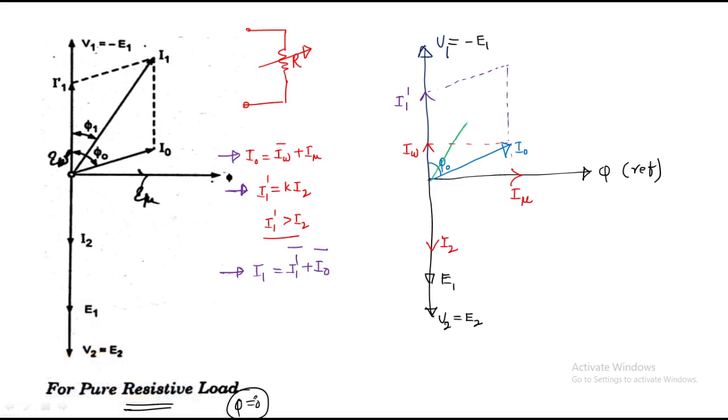The vector addition between these two is nothing but I1. So like that you have to draw the phasor. Between V1 and I1, the phase angle is nothing but phi 1. Between V2 and I2, phi 2 is equal to 0 because the load is a pure resistive load. Therefore phi 2 is equal to 0. Phi 1 is some angle, phi naught is some angle. Clear? Like this you have to draw the phasor diagram for a pure resistive load.